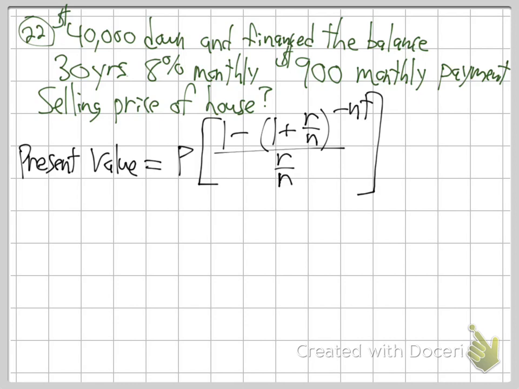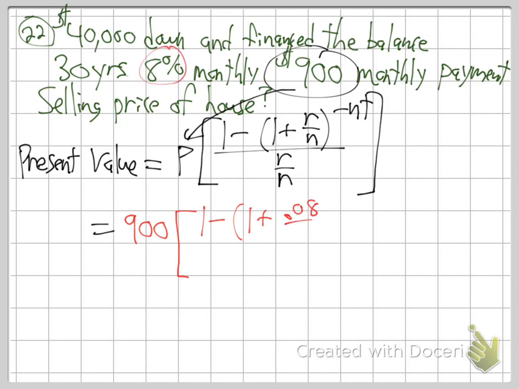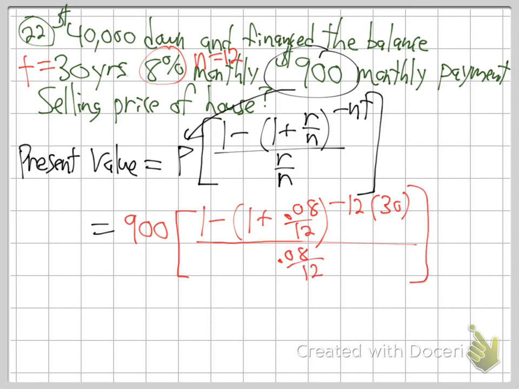Just do the rest of the stuff. So what's their payment? The P, that's the 900. That's the payment. So that's the 900 payment. 1 minus 1 plus their interest rate, 8%, 0.08 over the N. What's the N? 12. Yeah, N is 12 again, monthly. To the minus N times T. What's the T? 30 years. T is years. It's 30 years. Over 0.08 over 12. Like that.